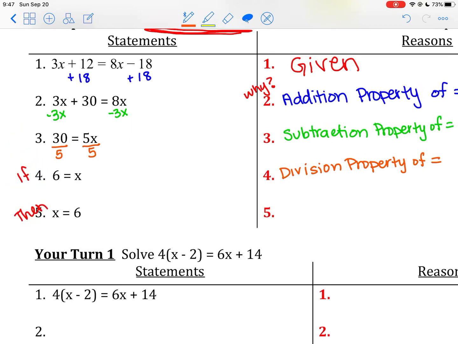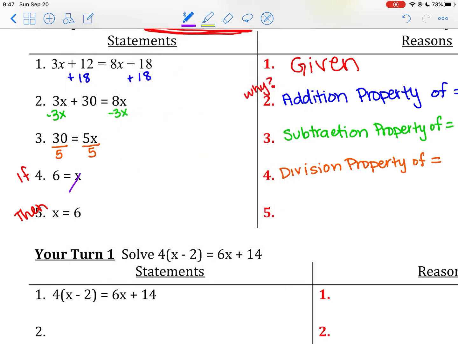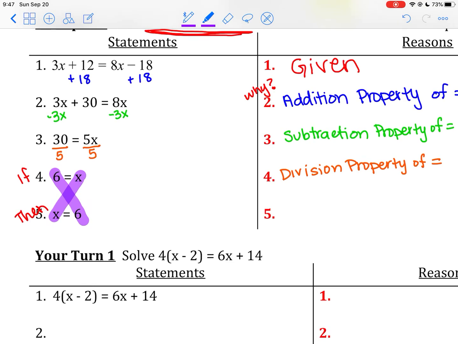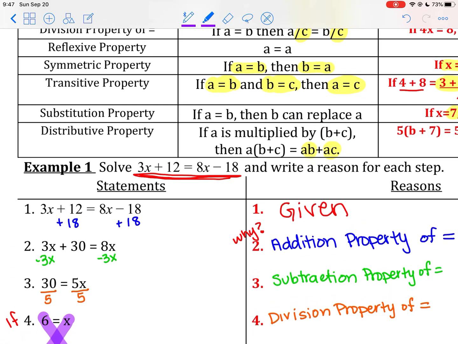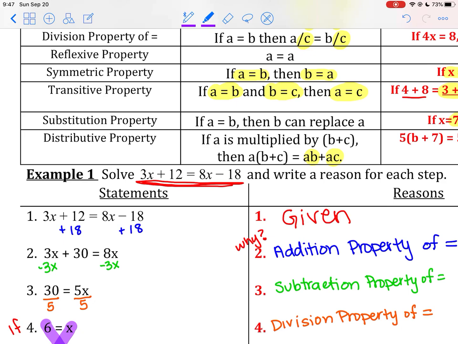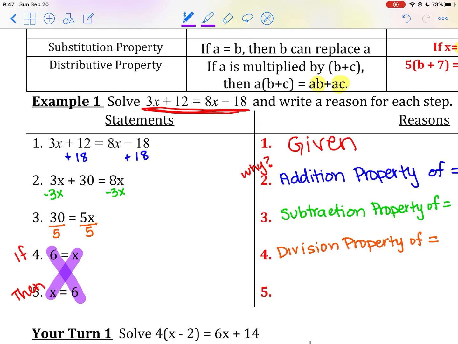So if 6 equals x, then x equals 6. What happened here was that our x moved to the front and our 6 moved to the back, so they just kind of switched places. So we have to think about which property tells us that we can switch the order around the equal sign. Looking up here, if a equals b, then b equals a. So if 6 equals x, then x equals 6. That is possible because of the symmetric property. So that is what I would put as my reason for this last step.